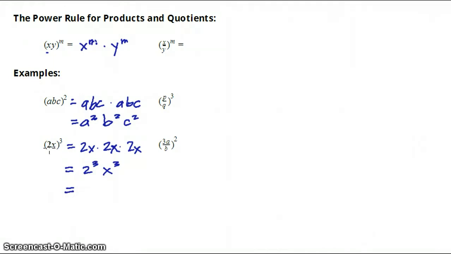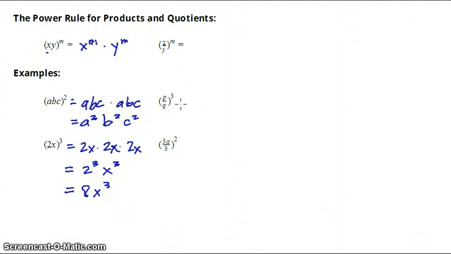I took that third power, I put it on the 2 to the third power. I did the same thing with the x. Here's the x to the third power. And now since I do have the number 2 here raised to the third power, and I can figure out what 2 to the third power is, I can go ahead and simplify that. 2 to the third power is 8, and so this is going to be 8x to the third power, and that would be my final simplified form for that product.